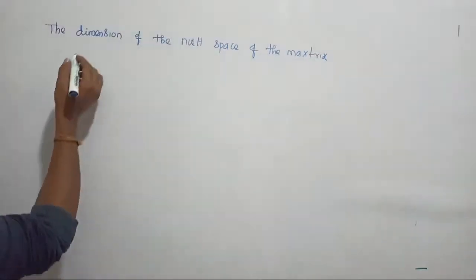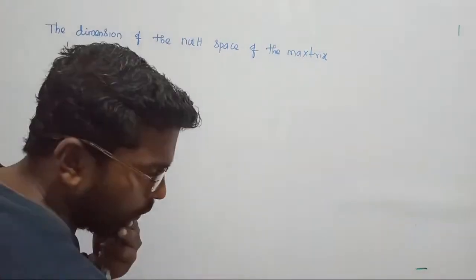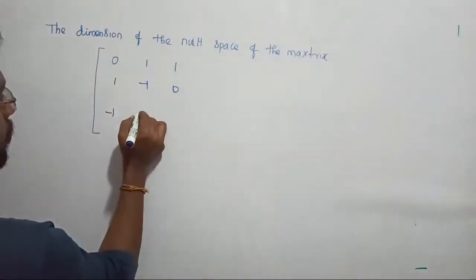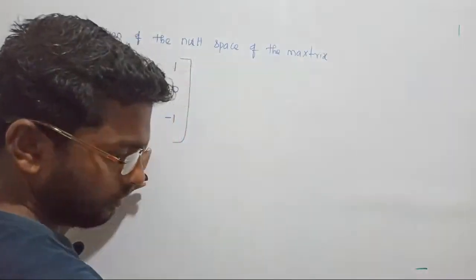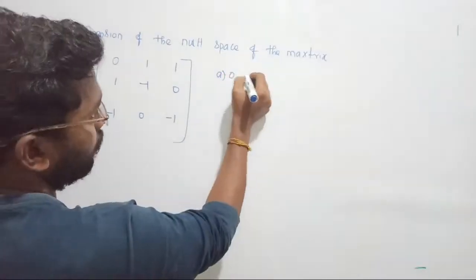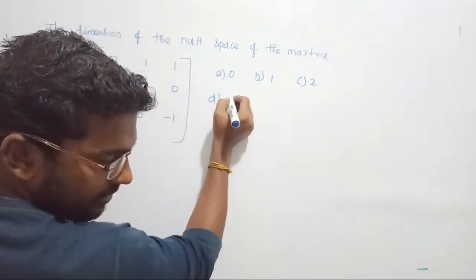Okay. The matrix is given as 0 1 1, second row 1 minus 1 0, and so on. Let me check it by myself once again. Minus 1 0 minus 1, 1 minus 1 0, 0 1 1. And they said option A 0, option B 1, option C 2, option D 3.